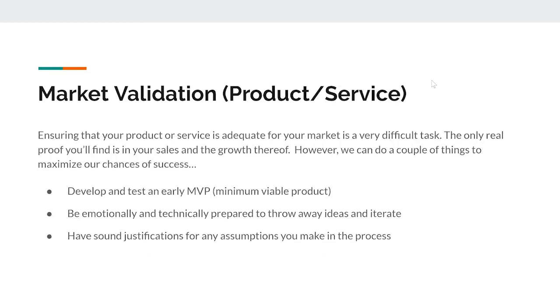So ensuring that your product or service is adequate for your market is pretty difficult. I don't know the surefire way of figuring out whether your product is going to sell or not. And the only real proof is in your sales and your growth. If you're selling your product and if you're continuing to grow, then your product's probably good. There are, however, a few things that you can do to maximize your chances of success. The first, and one that is required for this competition, is develop and test an early MVP. We're going to be talking a lot about MVP tomorrow.